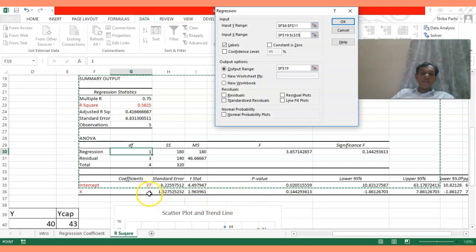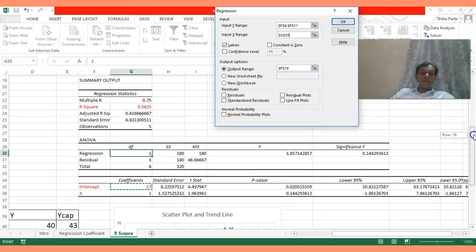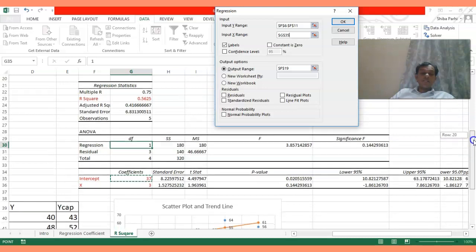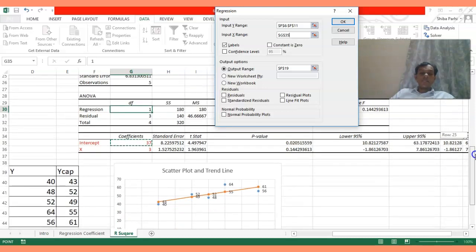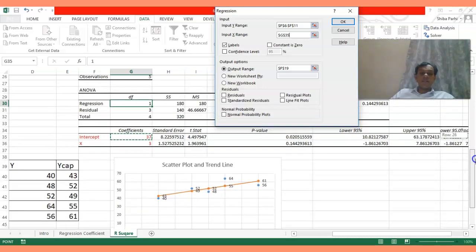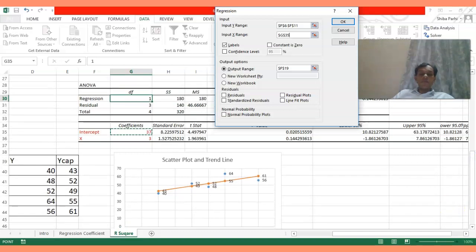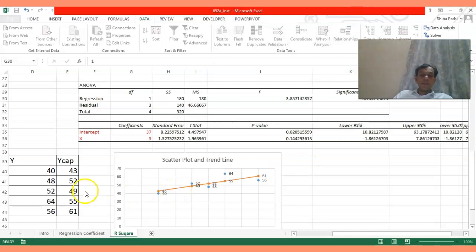You are getting here 3 as the slope, 37 as the intercept. So 3 is nothing but a positive change of y by 3 times the change in x. So if x changes by 1 unit, y will change by 3 units. Next, if I do a graphical analysis of that data, y and y cap on the basis of the given x value.